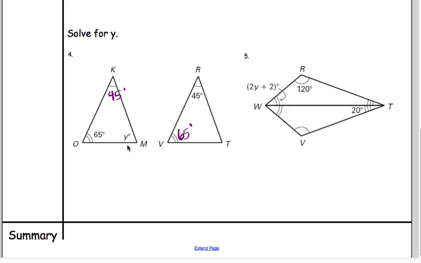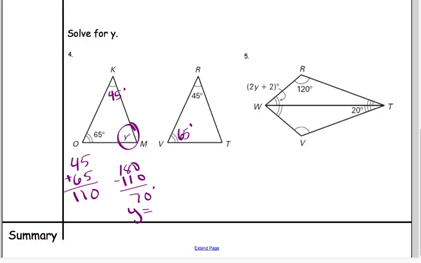So I'm looking and I have a y that I'm going to need to solve for, and so it's the third angle. So if we add these together and subtract from 180 using the Third Angles Theorem, we'll be able to solve for y. So adding them together, 45 and 65 is 110. So 180 minus 110 leaves me with 70 degrees. So I know that y is 70 degrees.